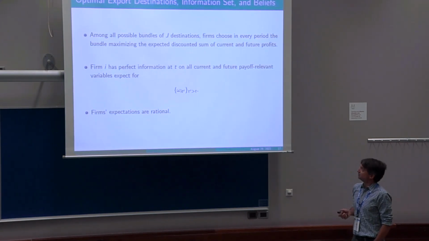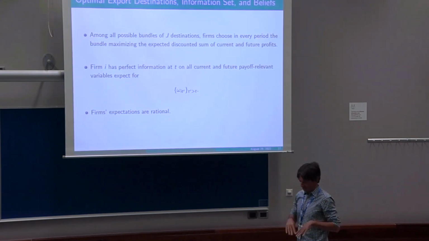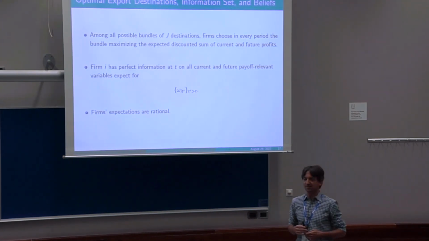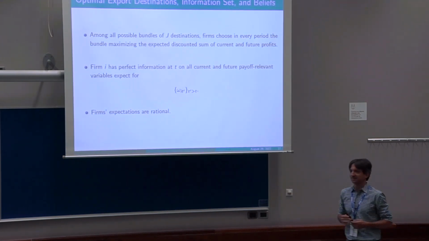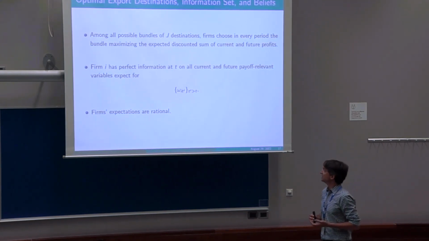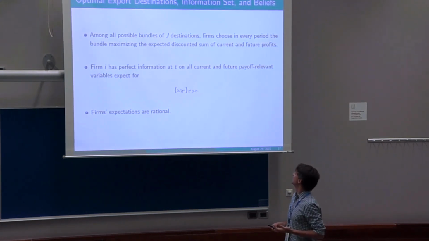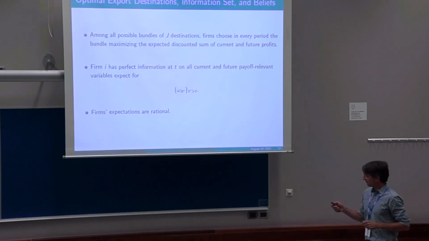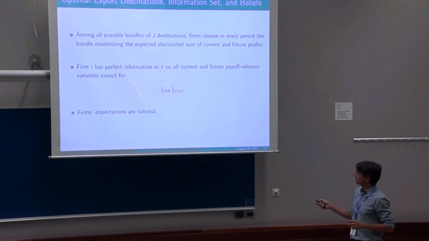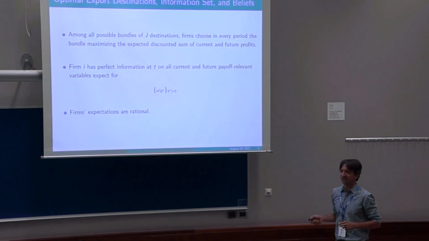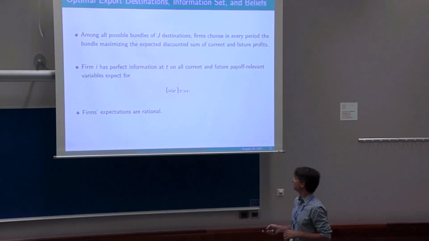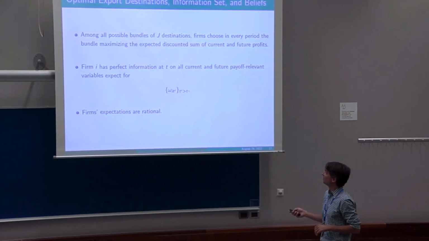So firms, among all possible bundles of potential destination countries, need to pick the bundle that they like the most. And the bundle that they like the most, they choose by maximizing the expected discounted sum of current and future profits. And firms are going to have perfect information on many payoff relevant variables, except on these exit shocks. So there is one element of the payoff relevant function on which they don't have perfect information and they need to form expectations.